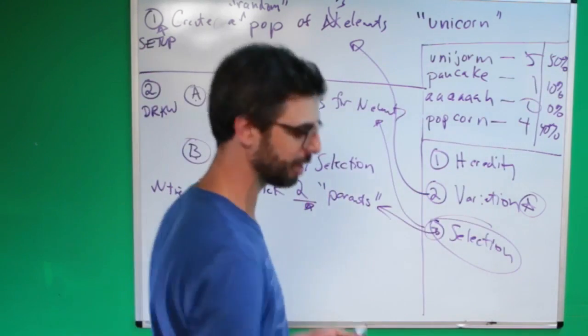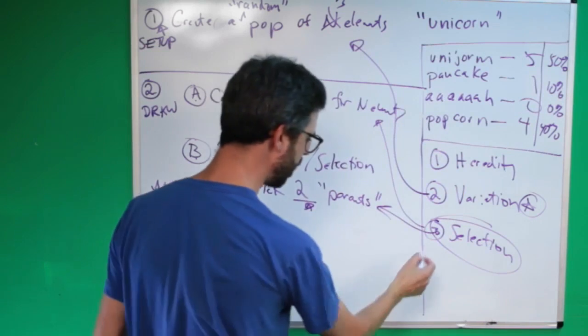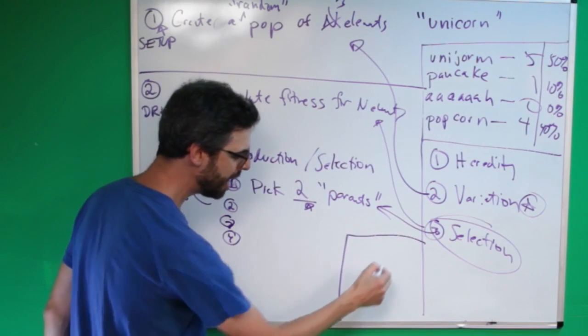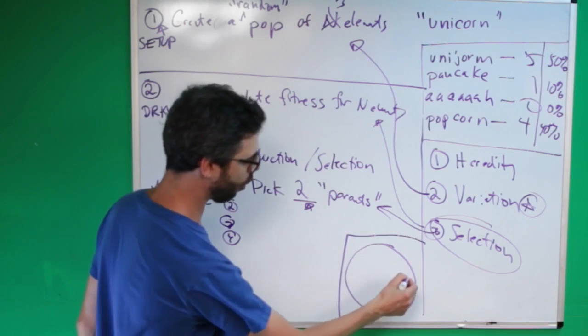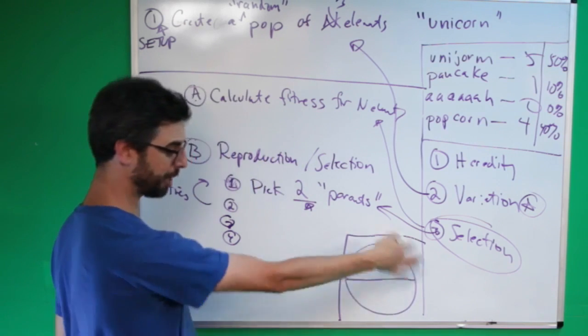Another way of thinking about this, I've kind of run out of space on this whiteboard, but I'm going to use this spot right down here, is I could think of a kind of wheel of fortune spinning wheel. So Unijorm gets 50% of the pie.